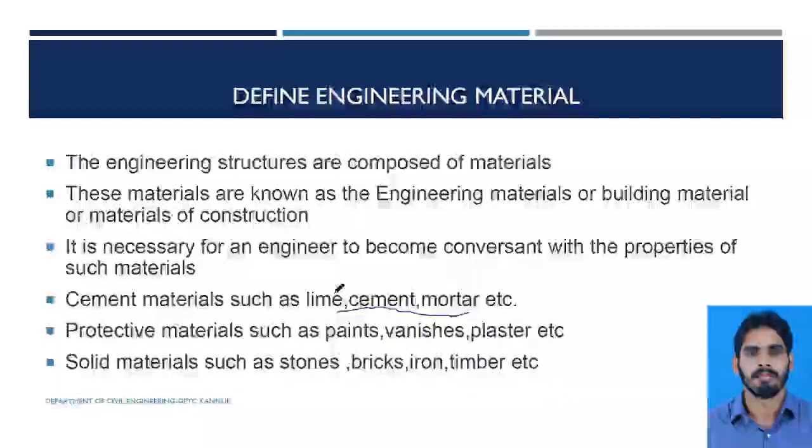So what is an engineering material? An engineering material is a building material or material of construction. That is what you have to answer. If a question asks this in a diploma examination, you have to answer that it is a material that is used for building construction, or the material for construction. Like that you have to answer.